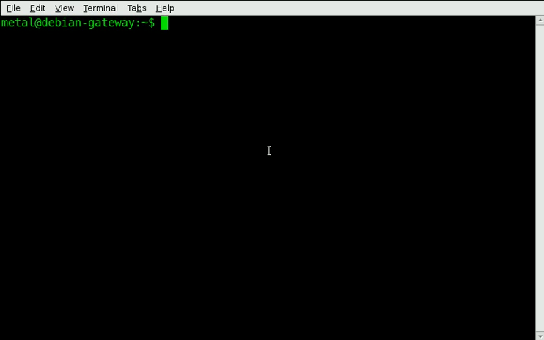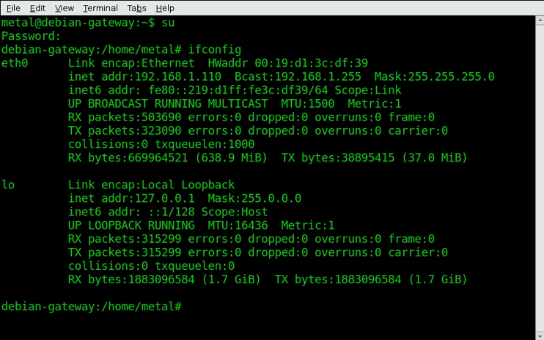You'll have to be root to just type ifconfig on some machines. So let's just go into root, and we're going to type in ifconfig. Right away, you see a bunch of information. Right here on my desktop, I only have one network card, which is ETH0.